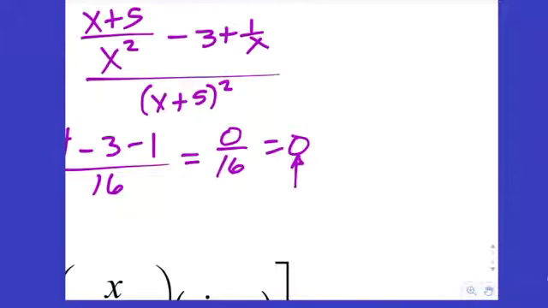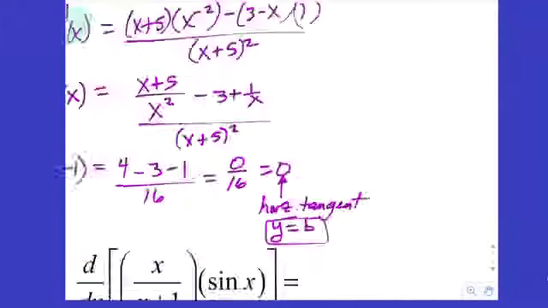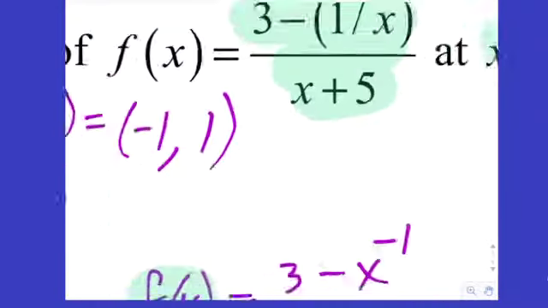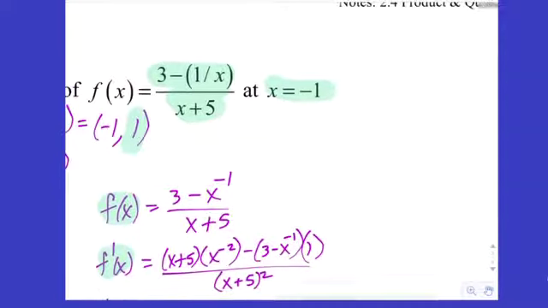Now 0 is a very interesting slope. That means we have a horizontal tangent line there. And a horizontal line, I put tangent, there we go. A horizontal line is of the form y equals some number. So you can write the equation pretty easily. If you know the y value that it passes through is 1, then that has to be the y value of the line. So the equation of the line is y equals 1.